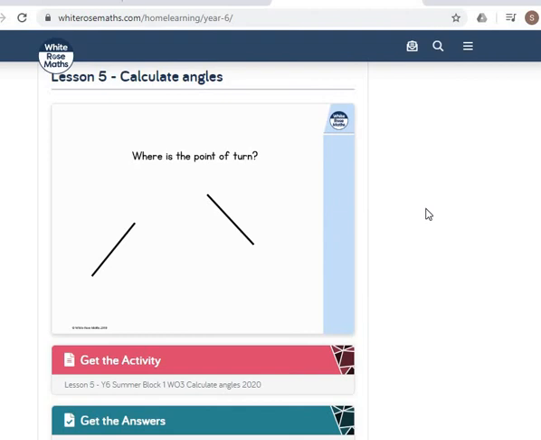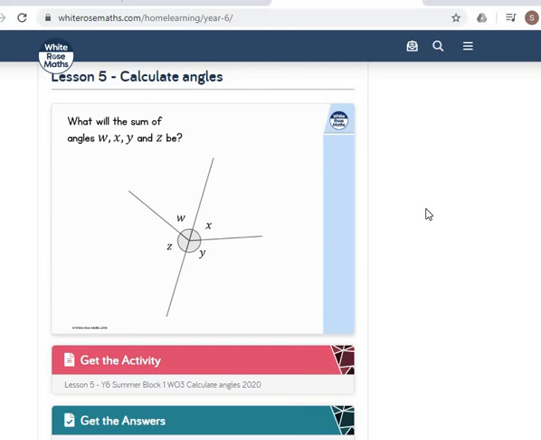So, we've got 2 lines here. Where is the point of turn? Let's look at the first one. Can you visualize where was the point of turn? In this case, it was there. What about this next one? Where do you think it might be? Where's that point of turn? Hopefully, you've identified the point of turn was there.